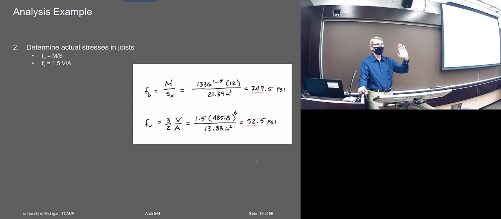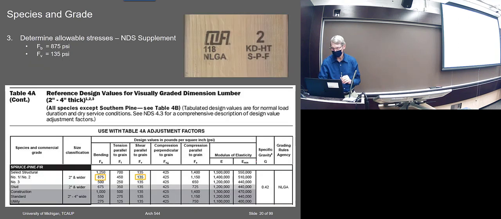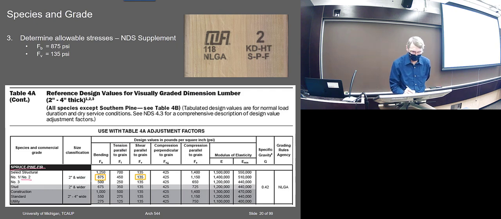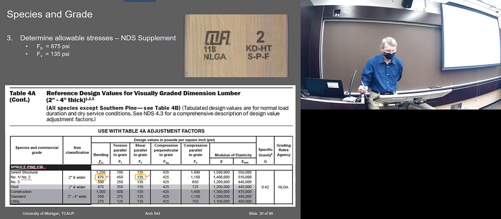Now those are the actual stresses. Now I've got to calculate what the allowable stresses are and make sure that these actual stresses are less than what's allowed, right? So we go here. We had spruce pine fir, grade number 2, I believe. And for bending, we've got the 875. And for shear, whoa, very high value, 135. Okay, so those are my two.